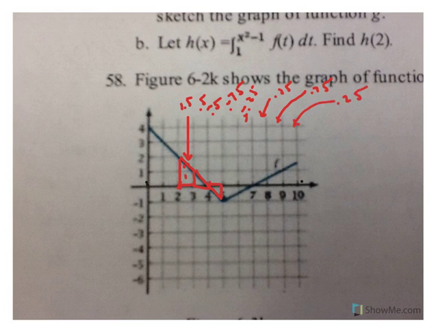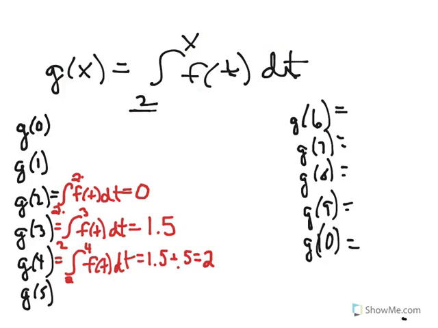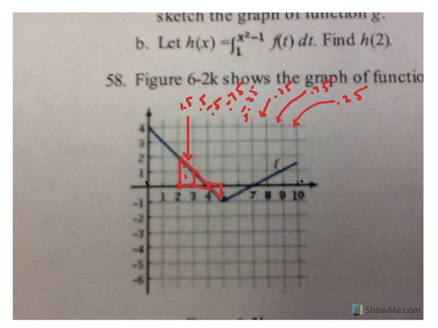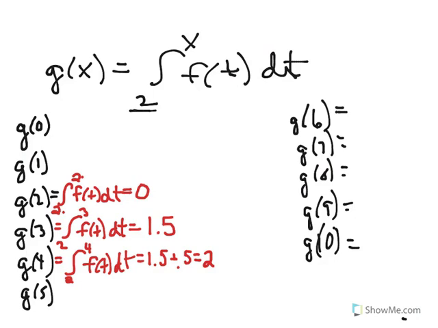So all I'm going to do on my chart is add the next region on in there. So far I've done up to G of 4. So G of 5 is going to be whatever I have to that point, plus, minus this region right here. So I'm going to go back. It's going to be 2 minus 0.5, so it's equal to 1.5.